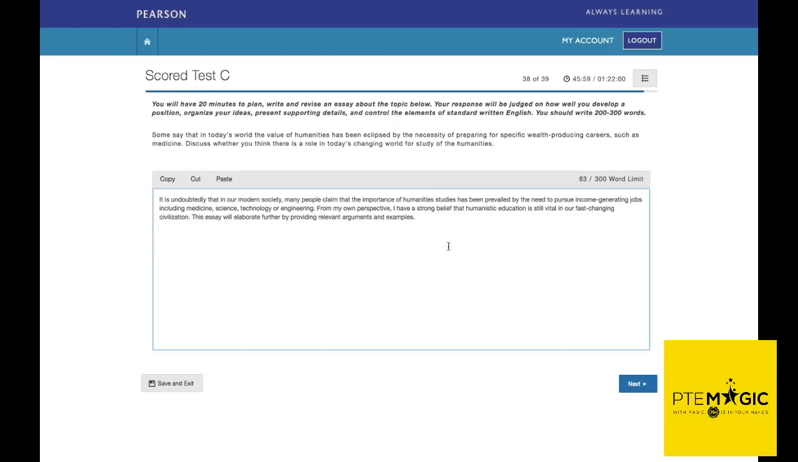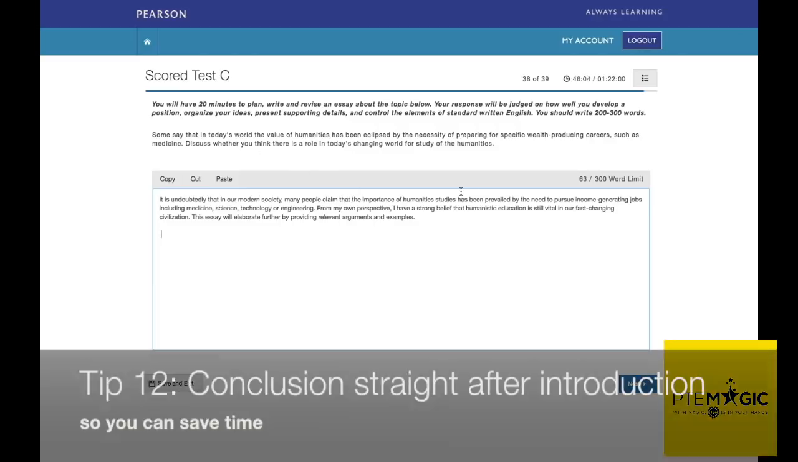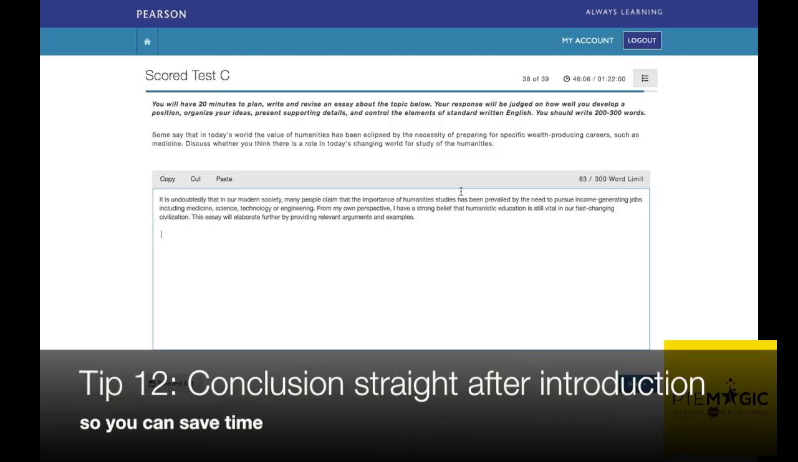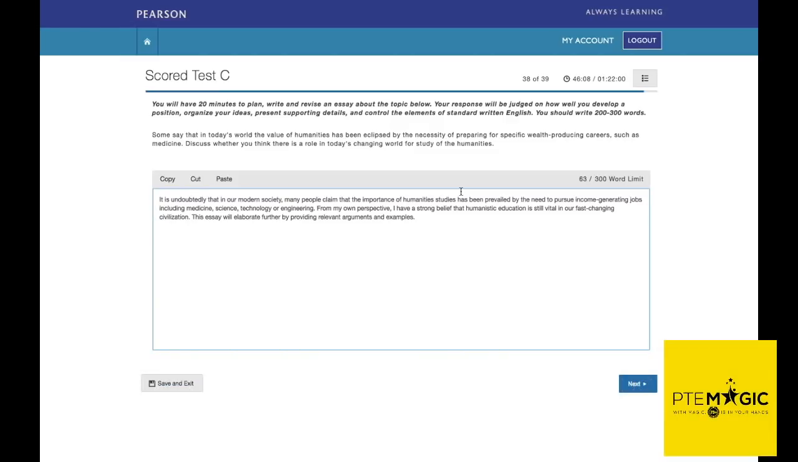Okay, so my tip is that after we write our introduction, we move to the conclusion immediately. Why? Because the conclusion is very easy to write, and you can save time. Most of the students, I noticed, all make the same mistake: leaving the conclusion to the last minutes, and sometimes they don't have enough time because they're too busy writing the second paragraph and end up missing the conclusion. So we're just going to paraphrase the introduction to get our conclusion.